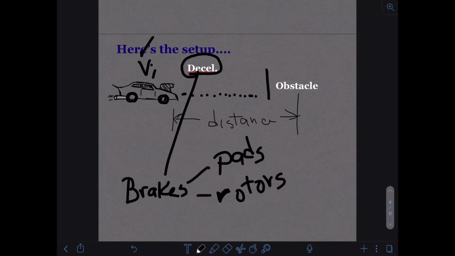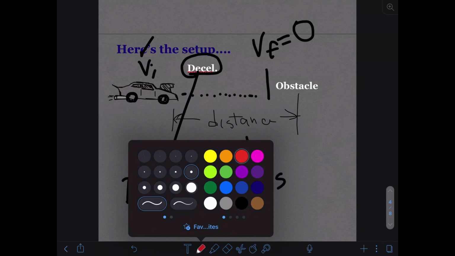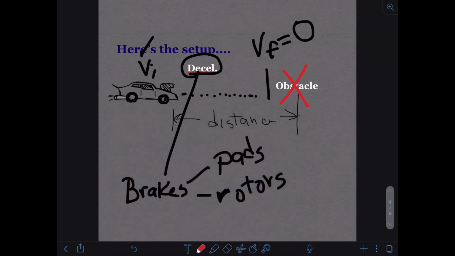Now, ideally, we want it to be stopped before it hits the obstacle. So the deceleration will cause the car to stop. At some point, it's going to stop. If we forget about the obstacle, we just want to figure out how much distance the car needs to stop. Now, the obstacle's there, but keep in mind that this does not govern the motion of the car. So it is not the displacement of the car. We're going to use it as a comparison value when we solve a problem.